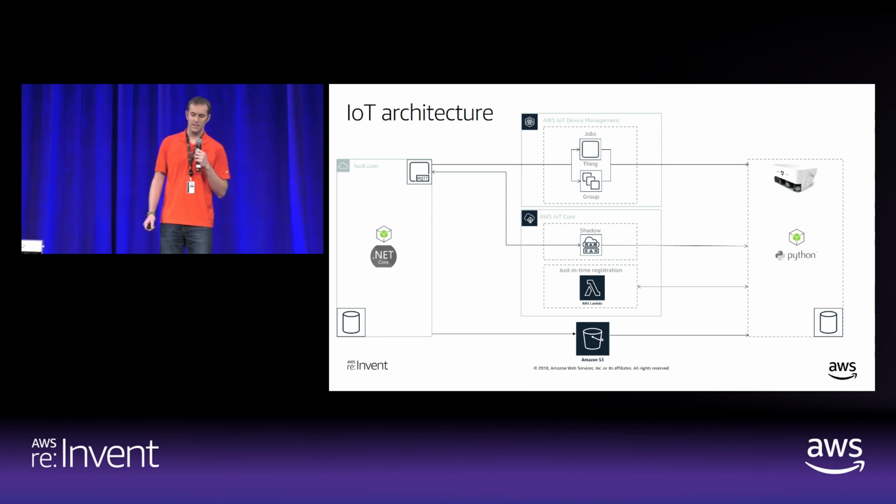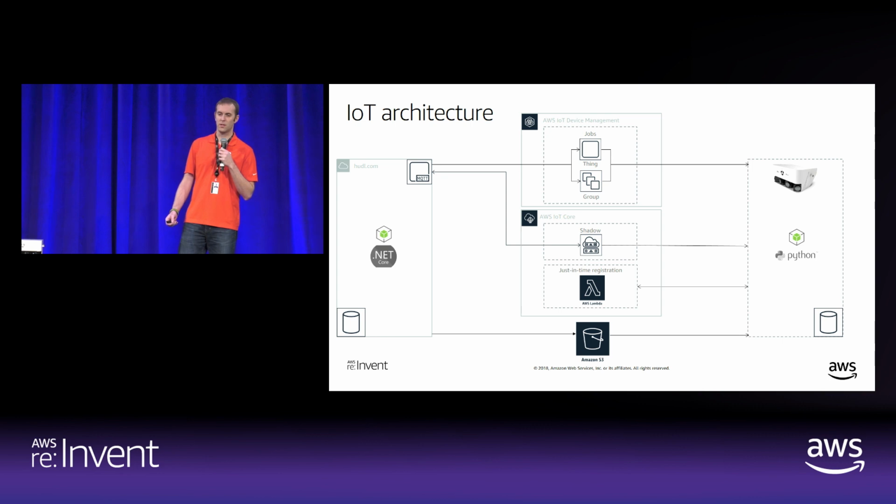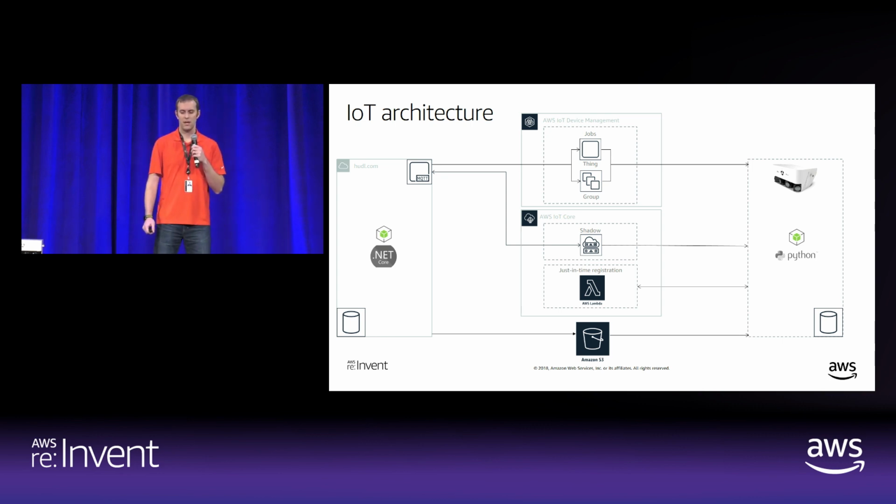So when the device first arrives and it's assembled, we've got to provision it, we've got to get the device registered with IoT. So what we'll do is we'll create a certificate, put it on the device, and we'll invoke a Lambda that then associates that device to the certificate and then performs just-in-time registration.